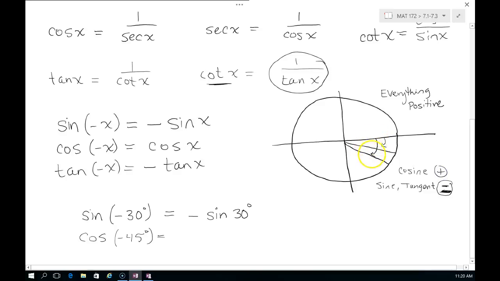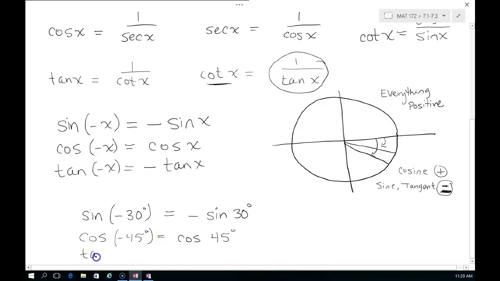And that reference angle is 45 degrees. So this answer is going to be positive because in quadrant 4 cosine is positive and the reference angle is 45, so it's going to have the same answer as whatever cosine 45 is. So notice the negative sign just disappeared. With sine, you can pretty much think of it as the negative coming out front, but with cosine it disappeared.